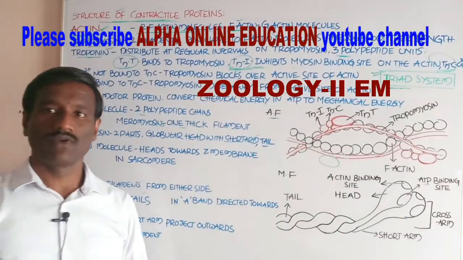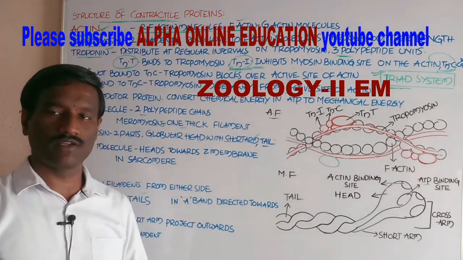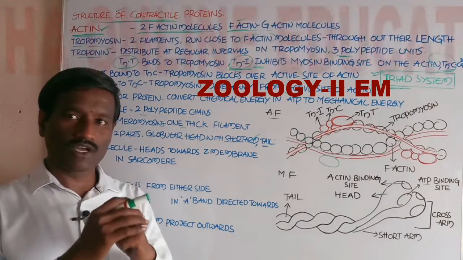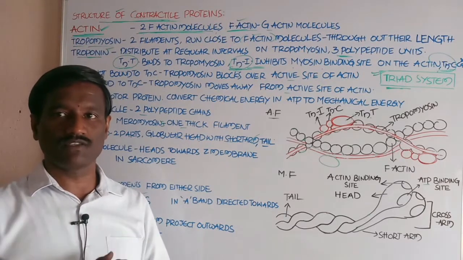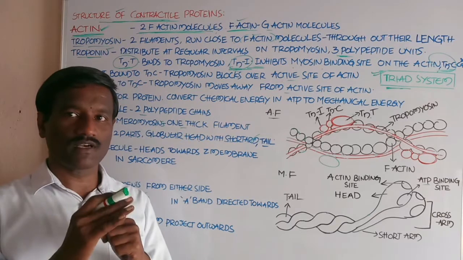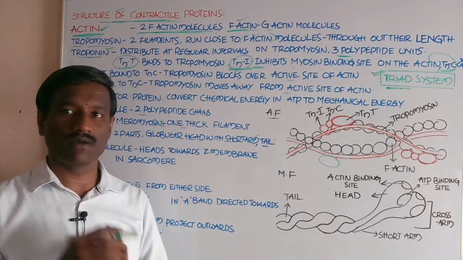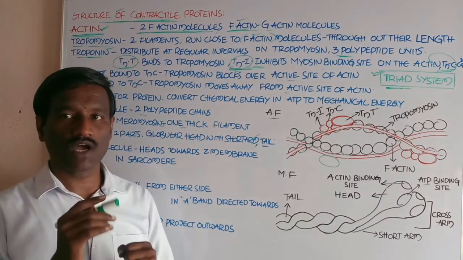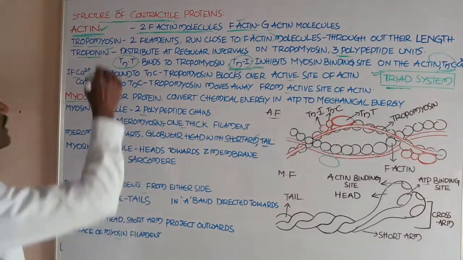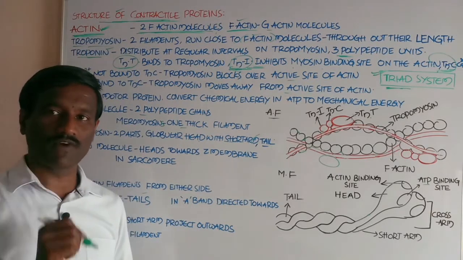Okay students, now let's discuss the structure of contractile proteins. This is about the remaining part of the skeletal muscle. Two types of contractile proteins are present in the muscle fiber. One is actin, another one is myosin. Now what about actin? This is actin. Actin forms the thin filament in the muscle fiber.